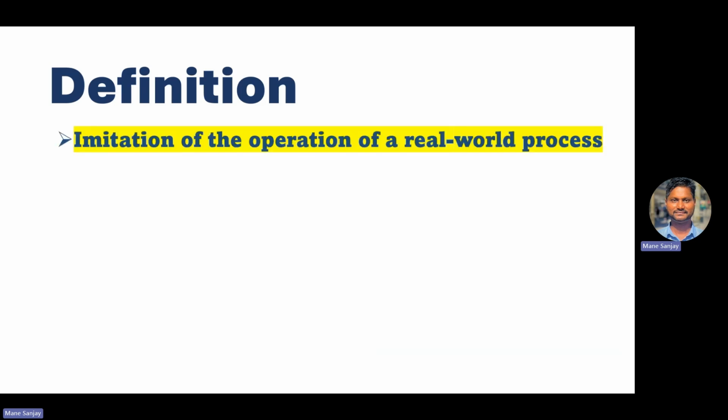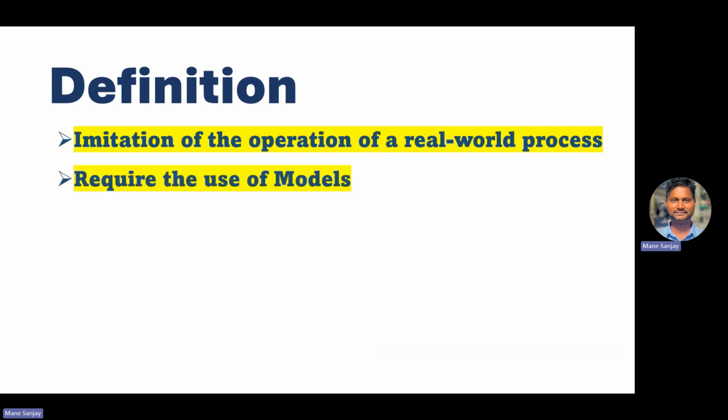So before jumping in, let's start with the definition. The definition is very simple. When it comes to the definition, simulation is the imitation of the operation of a real-world process or system over time. So over time is very important. When we define a system, we have to see its performance over time.